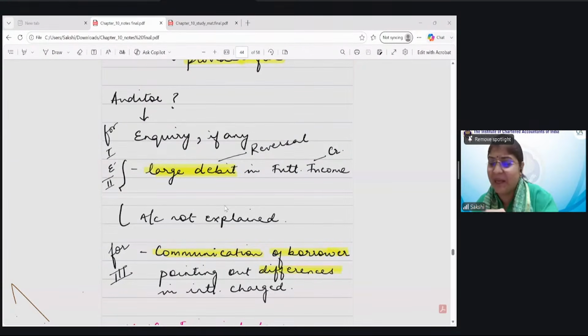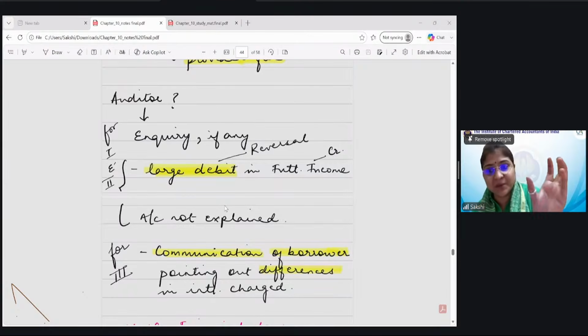Means there was some income which you have wrongly recognized. Then the borrower will tell you, now, how come this amount is debited, sir, from my account? It has been wrongly debited and you have wrongly charged it as income. So please reverse it.